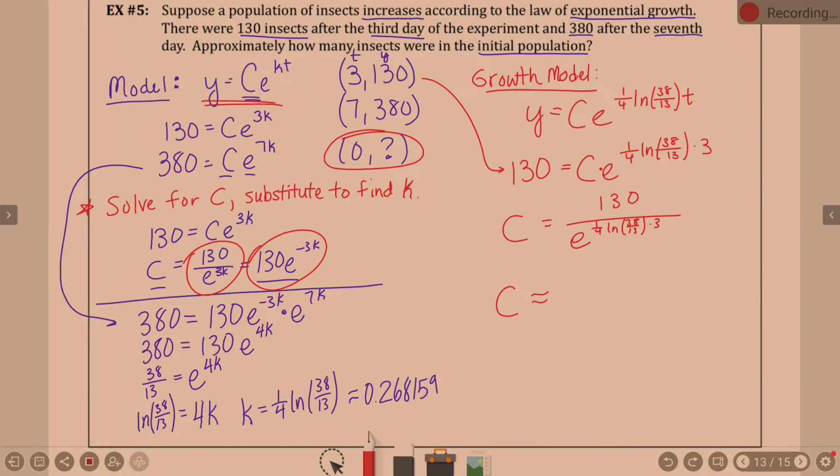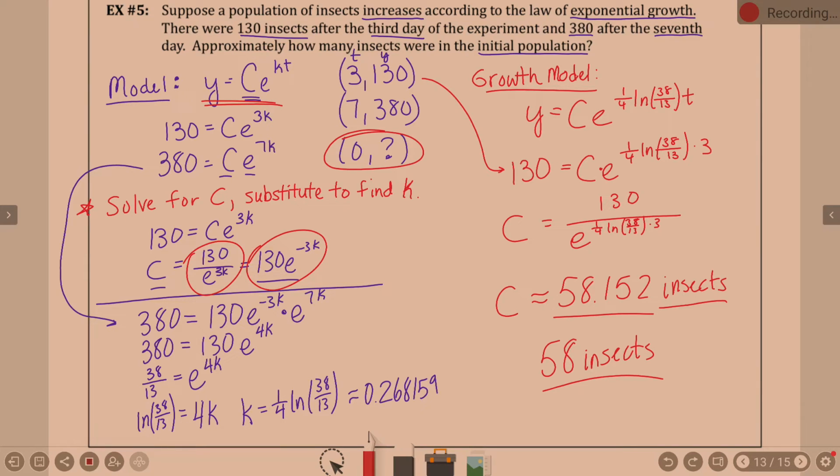Okay, what did you guys get? 58.152. Okay. Now, this is approximately how many insects were in the initial population. It feels weird to say approximately 58.152 because that's not very approximate, is it? I get that I want to say approximately 58 insects. However, it does say approximately, so I don't know if you can get away with rounding less.